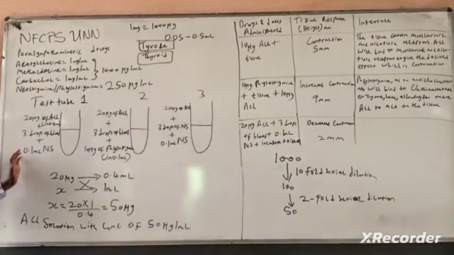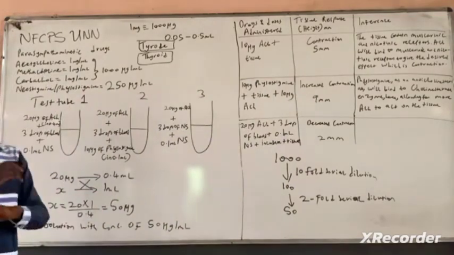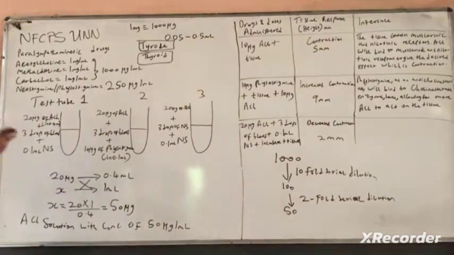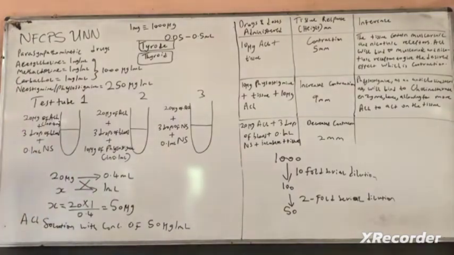And then you have your 0.1 ml of normal saline. Normal saline, I told you, has no effect. It's just neutral. It's isotonic with the blood, so it's not going to do anything to the particular reaction.